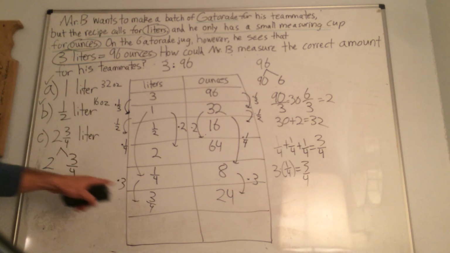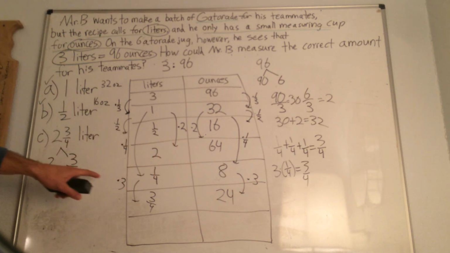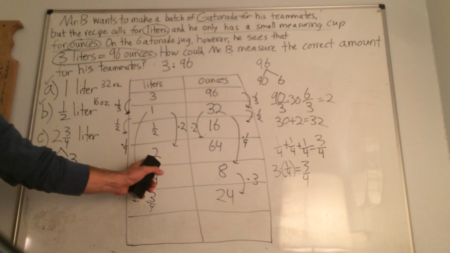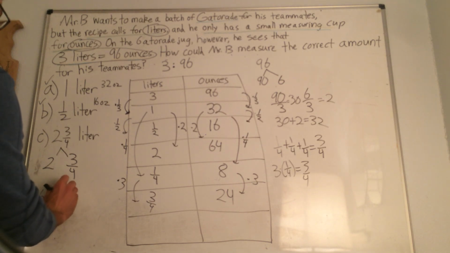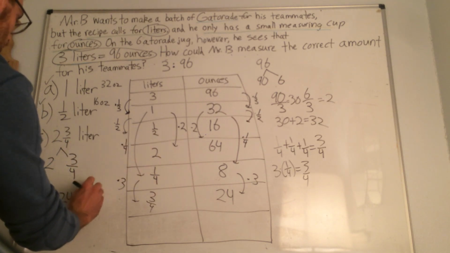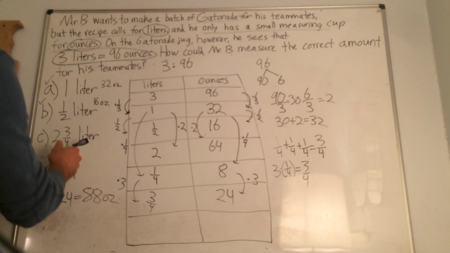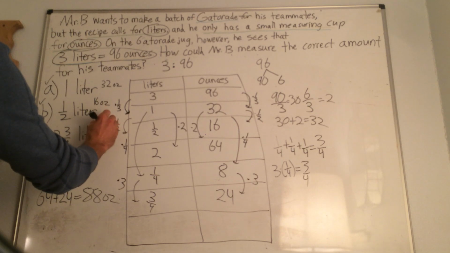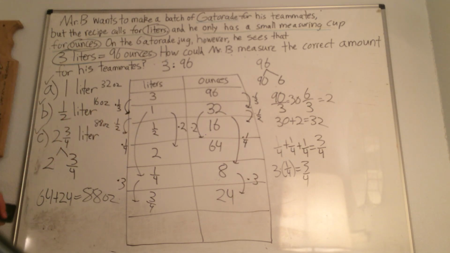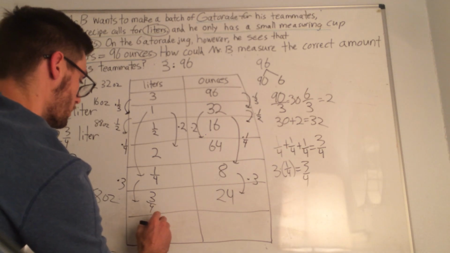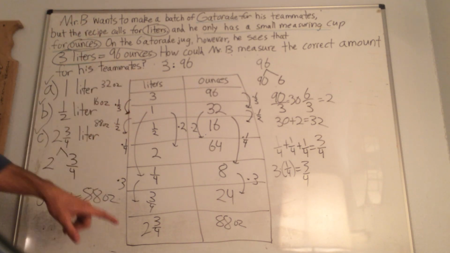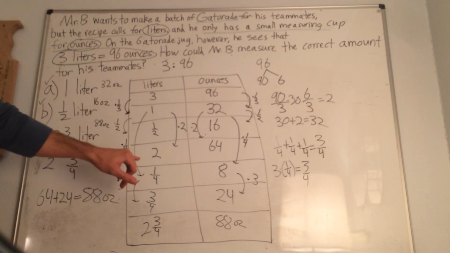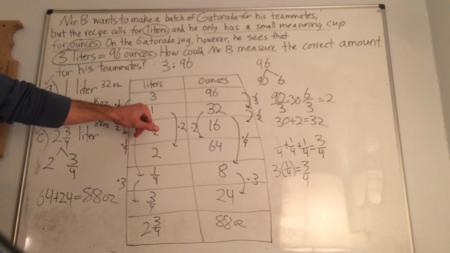So now I have 3/4 and I have 2. If I add these two up, it's going to be 64 plus 24, and I'm going to get 88 ounces. So for this problem, we know that 2 3/4 liters is equal to 88 ounces. We had to take a few extra steps to solve for this last one, but again, we're always able to go back to our 1 to help us out, right? Always want to go back to our 1.